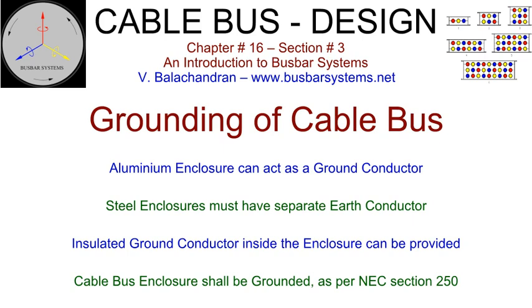When a ground fault is being fed from the cables in a cable bus, the earth fault current will flow mainly through the enclosure or earth bus fixed to the cable bus, even when other parallel paths are available. This is because the enclosure or earth bus offers the least impedance for the return path. Cable bus enclosure shall be grounded, as per NEC section 250.